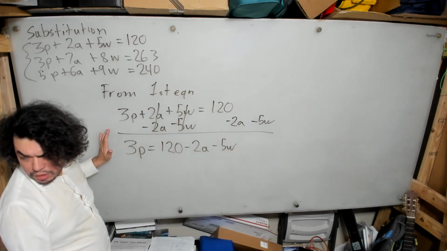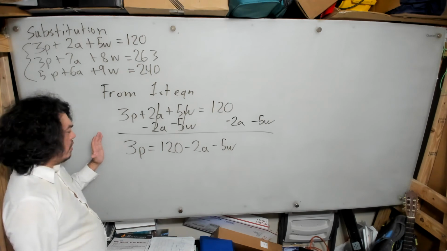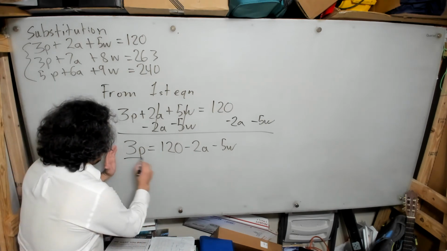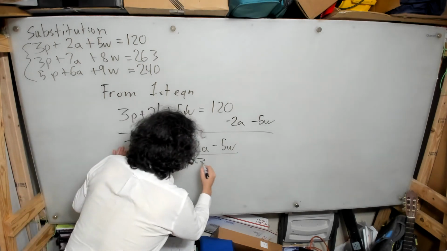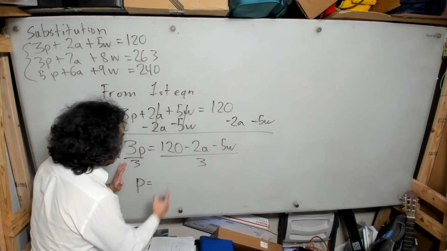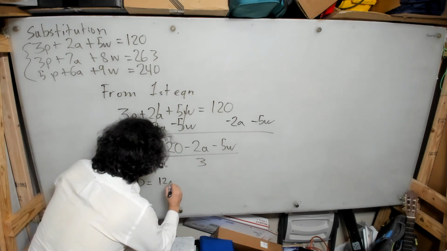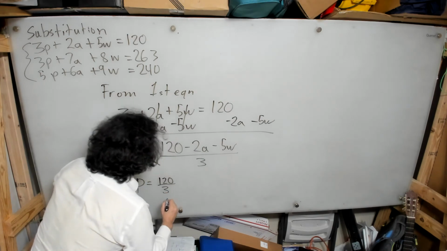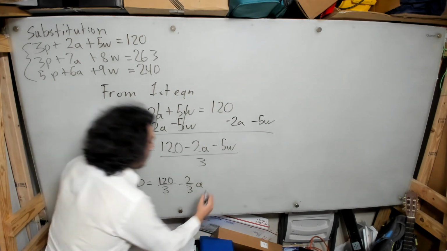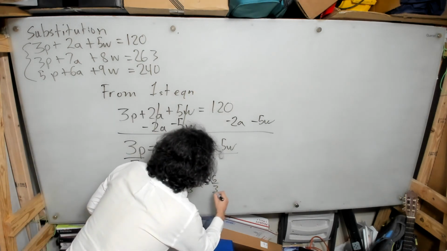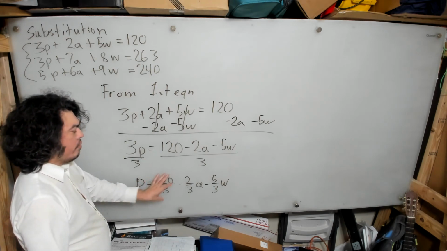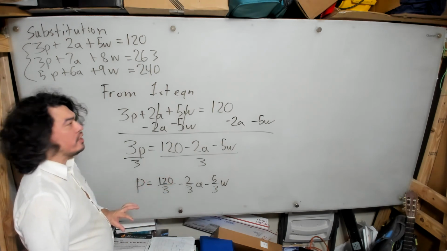Okay? Now what I'm going to do is divide both sides by 3 because I want to get the P by itself. So here I'm going to divide by 3, here I'm going to divide by 3. That gives me P is equal to 120 divided by 3, minus 2 divided by 3, A, minus 5 divided by 3, W. And of course, you might already know this, but 120 divided by 3 is 40, right?